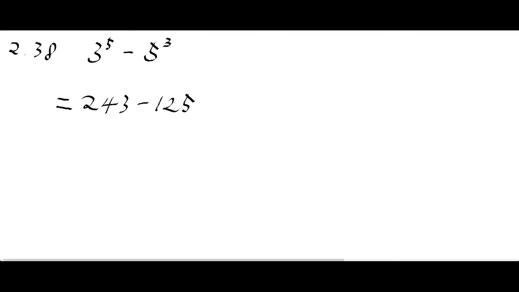So the result, in this case, I just looked at the hundreds digit first. 200 minus 100 is 100. 43 minus 25 is 18. You said 18, right?